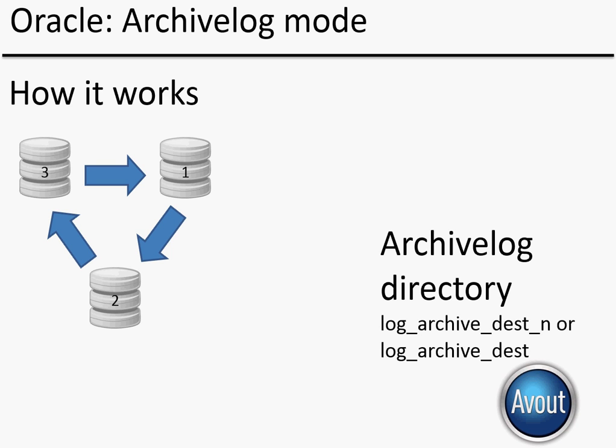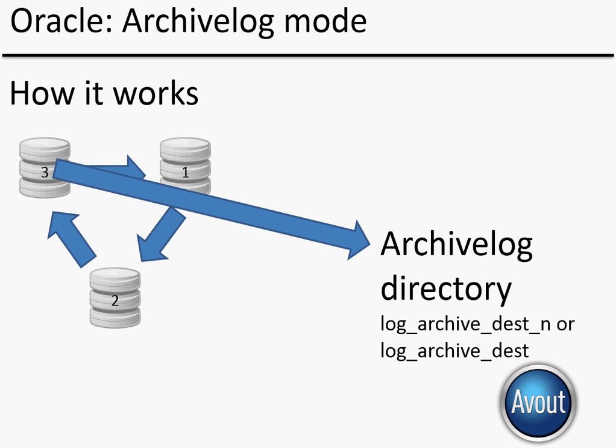But if your database is in archive log mode, what happens is as soon as log file 1 fills up, it gets copied to this archive log directory. Once it's complete, and all the transactions are going into log file number 2, once 2 fills up and switches over to number 3, that file gets copied over to the archive log directory.